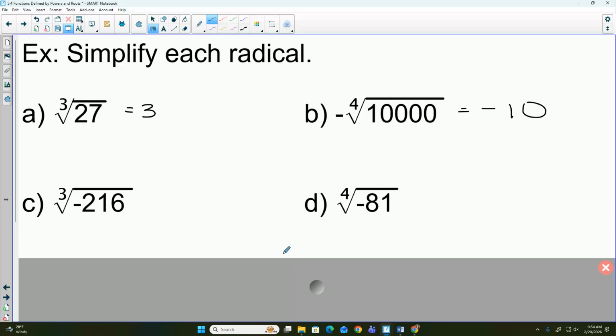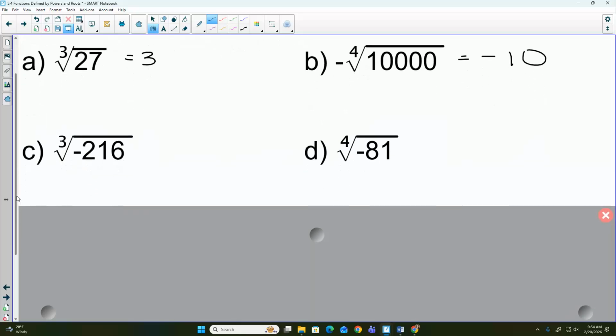The cube root of negative 216. Is it a problem that there's a negative under the radical? No, because it's an odd root. What is the cube root of negative 216? Negative 6. Okay. What's going to happen if we have the fourth root of a negative? It's going to have an i in it. What is the fourth root of negative 81? 3i.